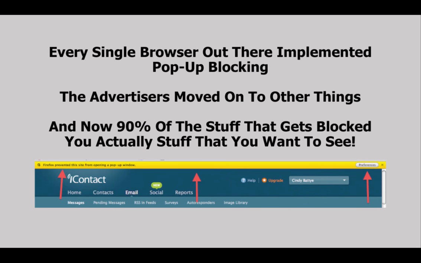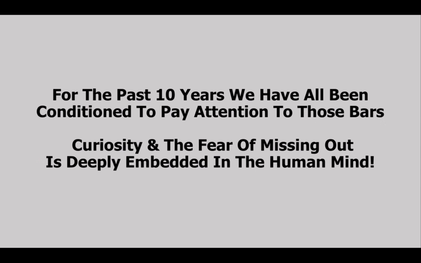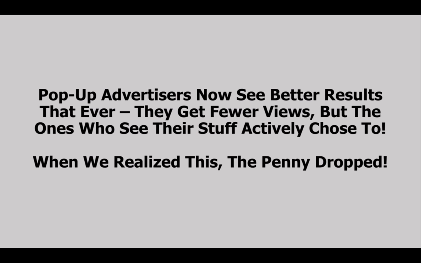And you see there's a button there with preferences. I can go in and allow this site to do it. But the point is, it definitely got my attention. I go there to check what's wrong and to rectify it because most of the time I want to see what actually got blocked. That's because for the past 10 years, we've all been conditioned to pay attention to those bars. They're great at blocking pop-ups, but they also always come with the option where they tell you what has been blocked and why, and allow you to unblock it if it's something you actually want to see. That's important because curiosity to see what we're missing out on and the fear of missing out on something is deeply embedded in the human mind.